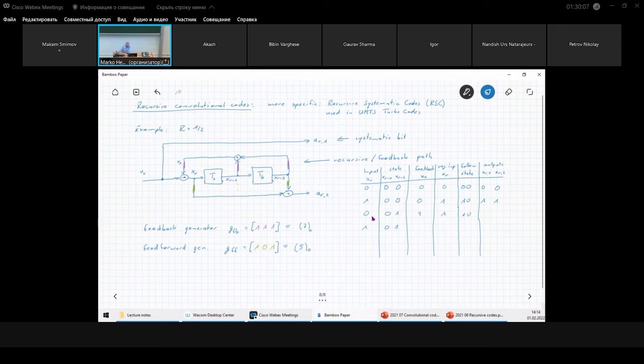Student from Kazan posted the sound. Mistake. 0. And the output will be the systematic bit, the 0 from the state, last one here.